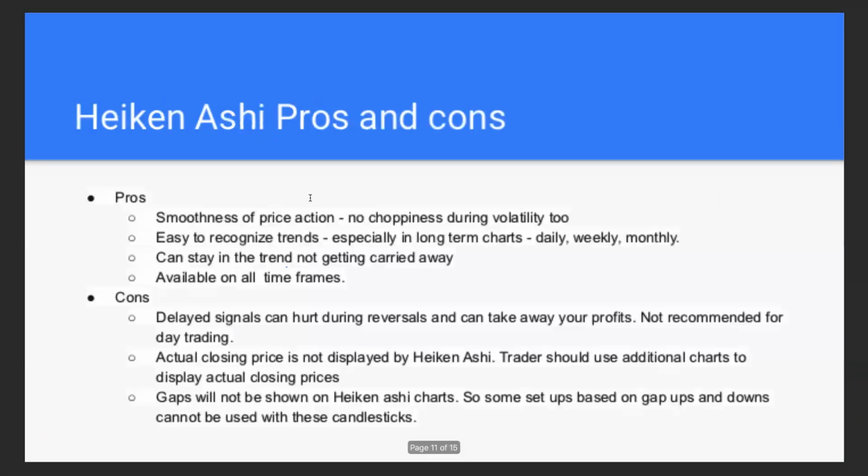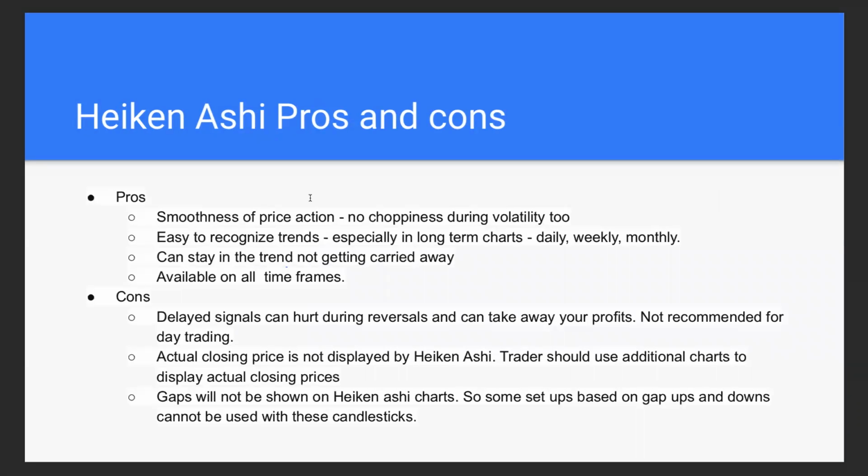Okay. Now, the most important thing which we all have to understand is Heiken Ashi pros and cons. If you look at a Heiken Ashi chart, it will be very smooth. That means there will not be choppy action. Even during volatile times, you will not see choppiness. You will see either it is on the trend, or it is away from the trend, or it will be a doji. That's all you'll see. You won't see those big reversals like one green candle and one red candle. Those kinds of things you wouldn't see. Then it's very easy to recognize trends, especially in the long-term charts: daily, weekly, and monthly.